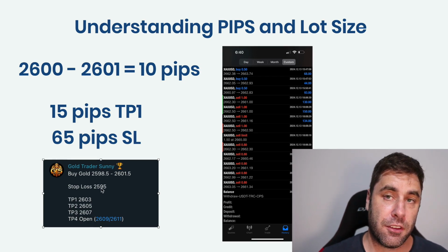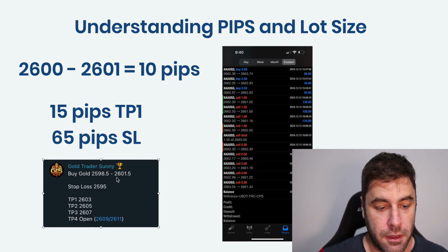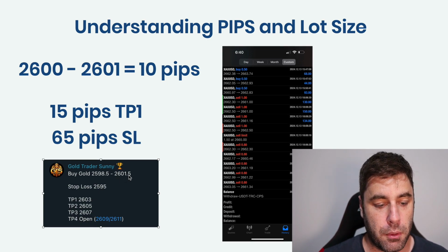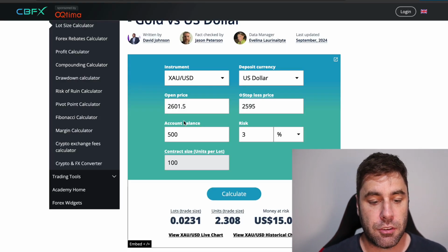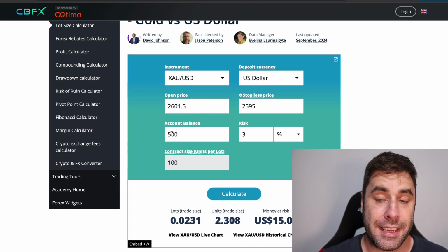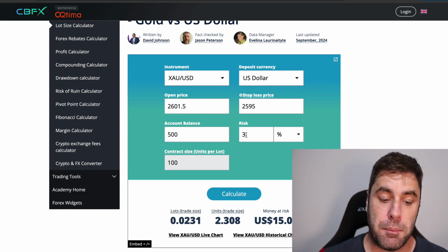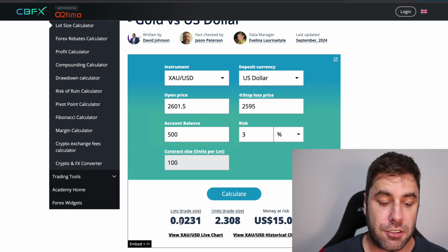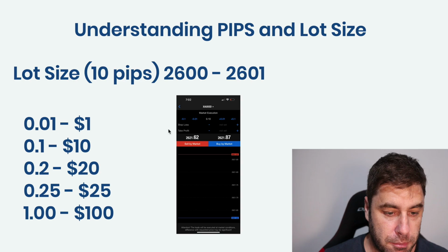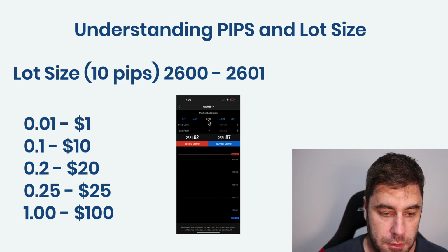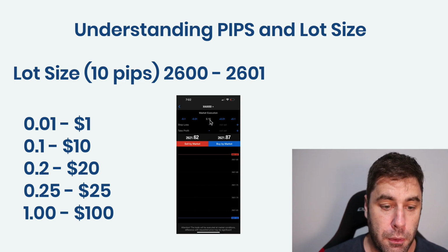Now, the closer you are to the stop loss, the less risk you're taking. But I've put in 2601.5 and then the stop loss of 2595. I've put that into this calculator here, and it's told me that if I have an account balance of 500 and I want to risk 3%, my lot size is going to be 0.0231. We'll just say 0.02. So that means that my lot size here would be 0.02.